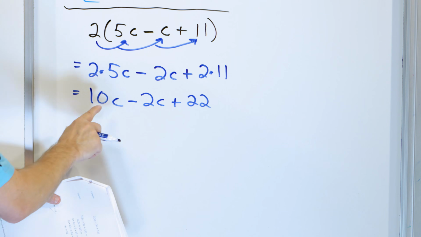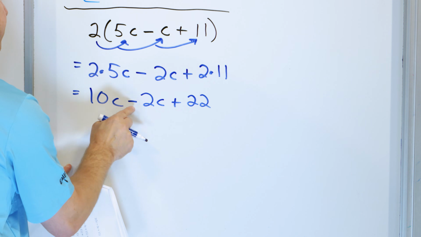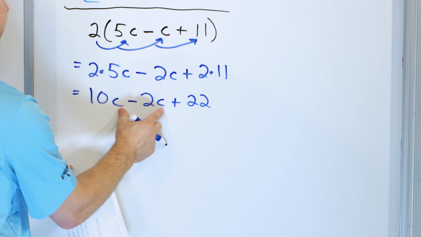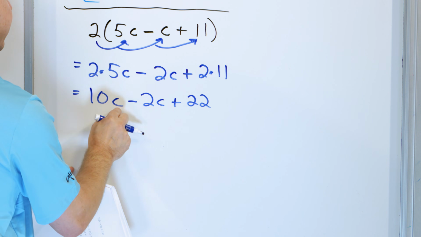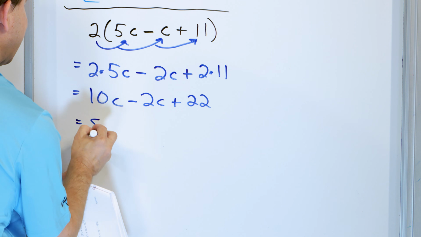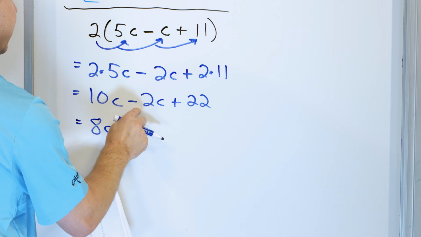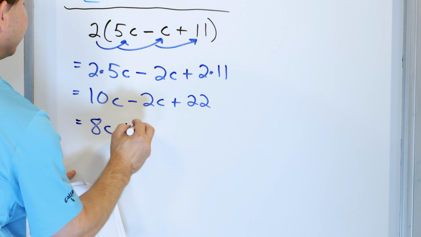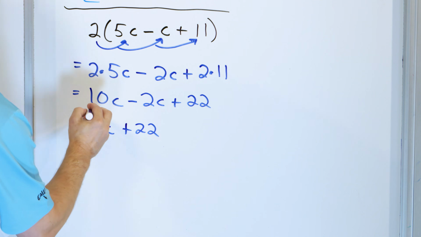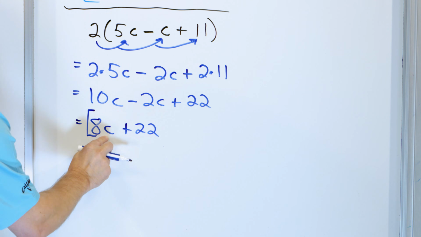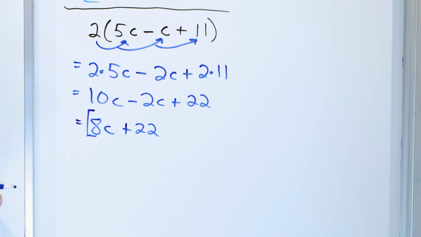And then what is 2 times 11? 22. So finally, I have like terms. I can do this 10 minus 2 only because the variable c is the same, and the exponent on the variable is a 1 in both cases. So everything's the same. 10 minus 2 then is 8c. So 10c minus 2c, 8c, and then plus 22. Right? So 8c plus 22. So this is the answer, 8c plus 22. We cannot combine these because they're unlike terms.